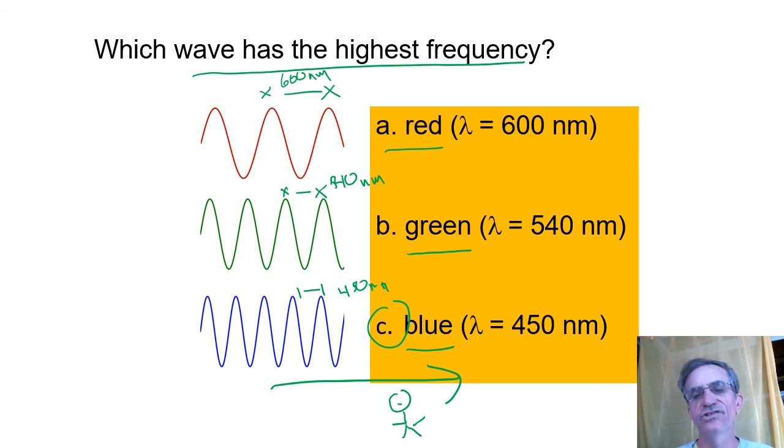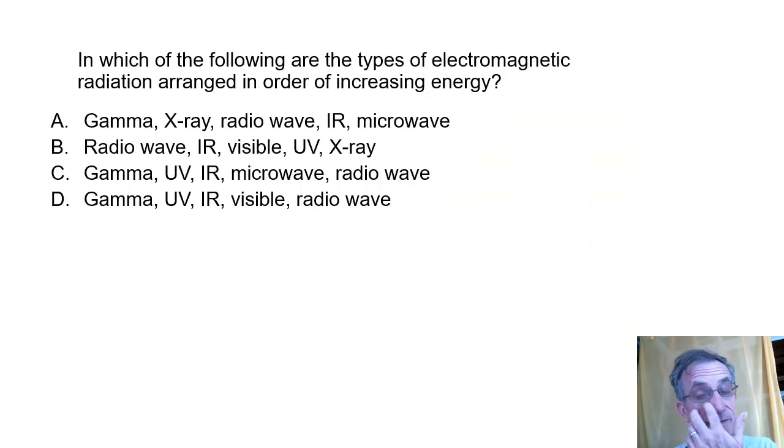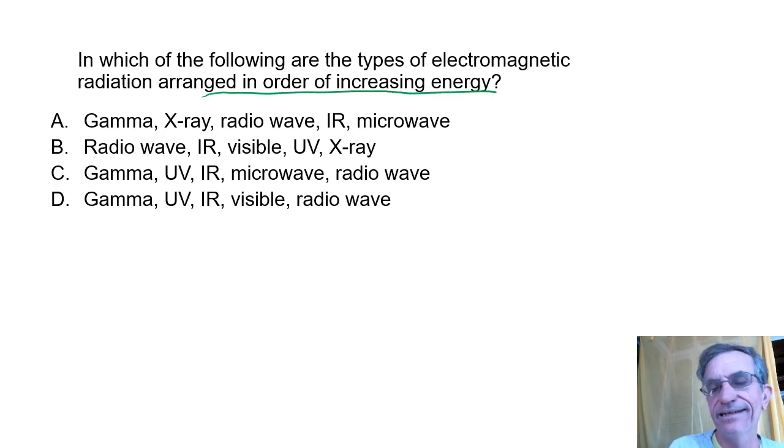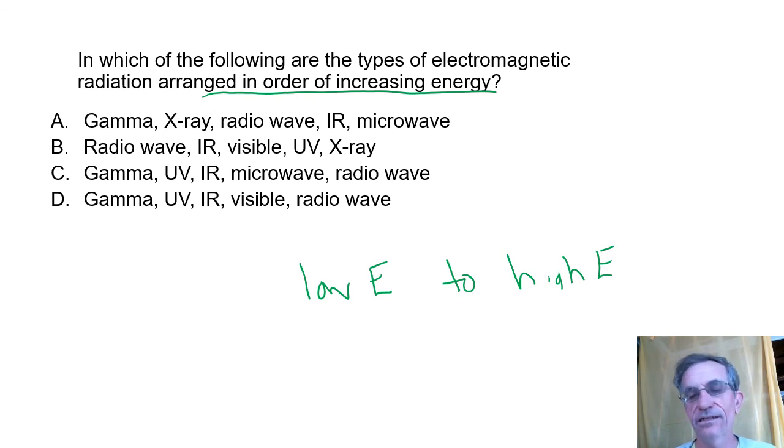All right, let's do another practice question. Let's make sure these terms are making sense. Different kinds of light have different amounts of energy. This question says, rank these in order of increasing energy. There are four options. I want you to find the one where you go from low energy to high energy. Which list gives you the lowest energy to the highest energy? Not all kinds of light are there, but on the list, which one goes from low energy to high energy?